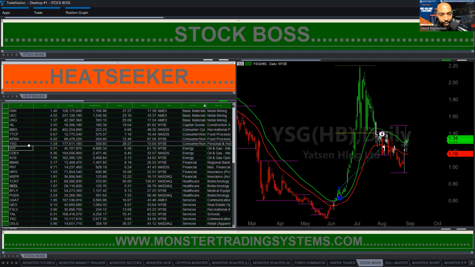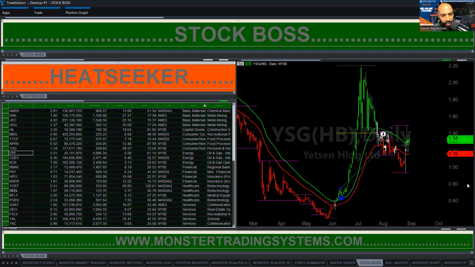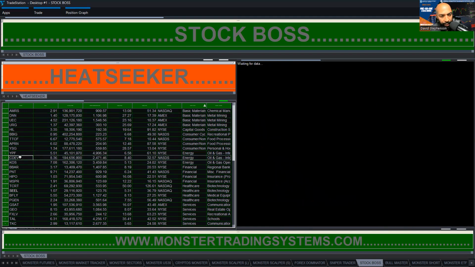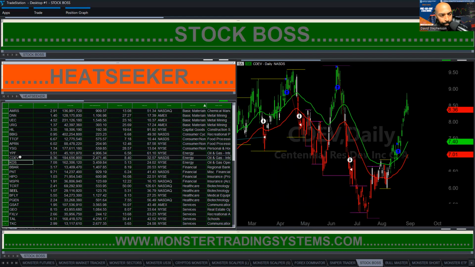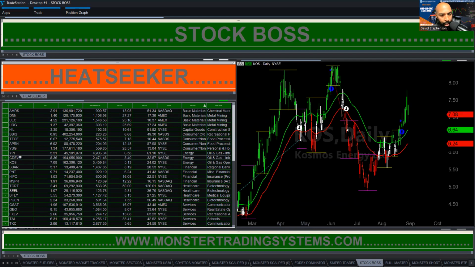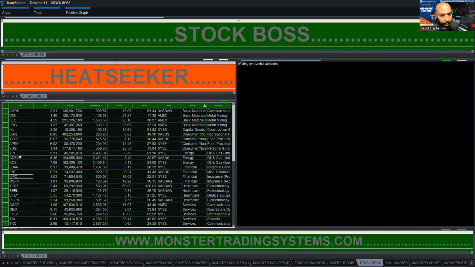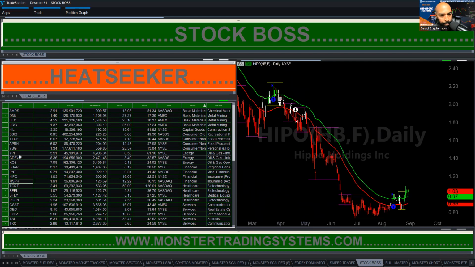What phase are we in here? This is a tricky one. Markdown? Not quite markdown. Distribution. Distribution, very good. If it breaks resistance, that's reaccumulation. If it breaks support, that's markdown. Distribution, indecision right here. All right, markup, markup, markup, markup.